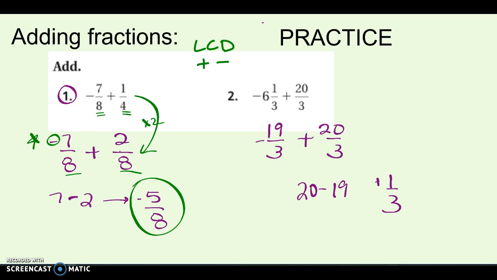Number 2, I changed them to improper fractions, so I got negative 19 thirds and then 20 thirds, just brought that down. Since I have different signs, one positive, one negative, I have to find the difference. The difference between 20 and 19 right here was 1. And because the positive was bigger, it's going to be a positive 1/3 for my answer.